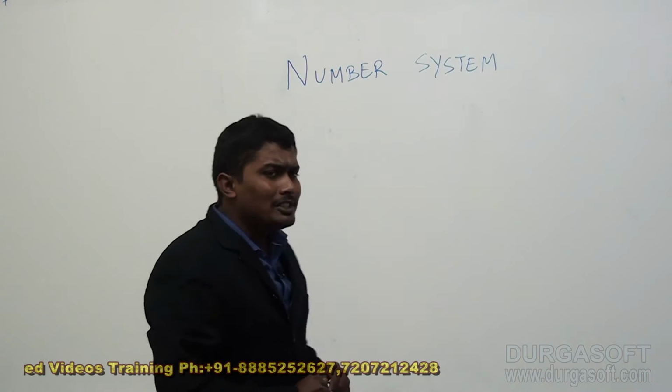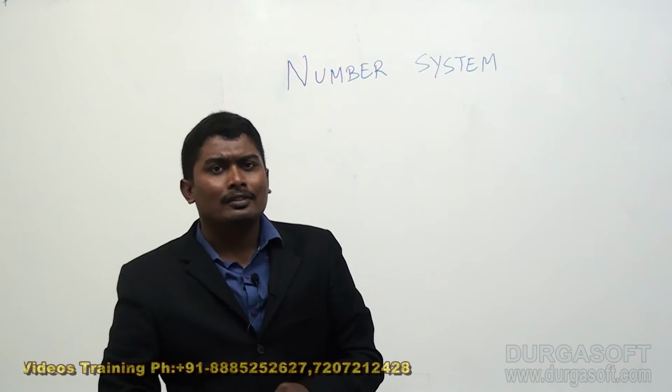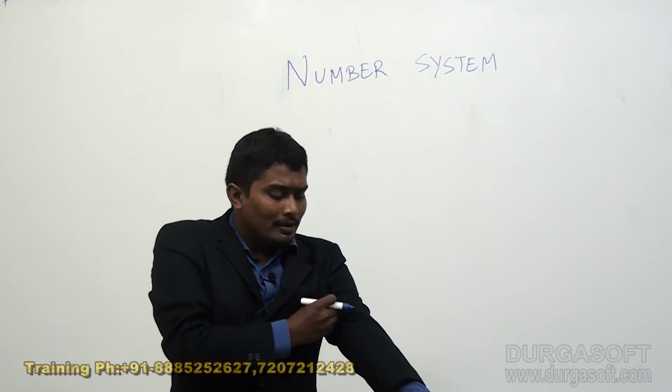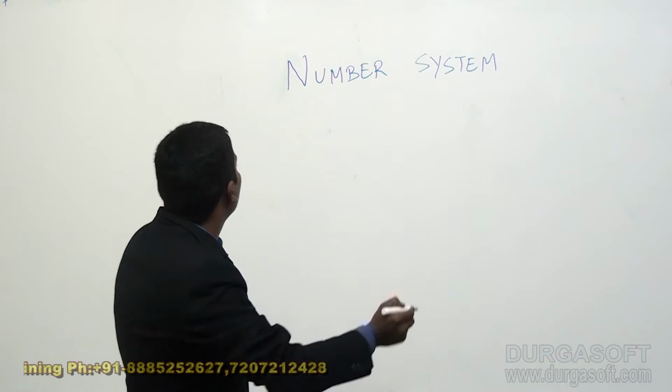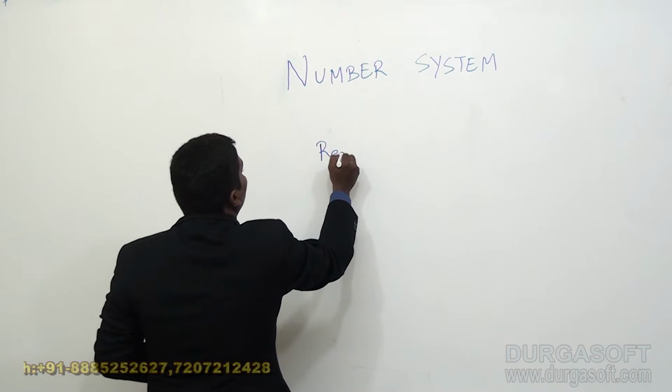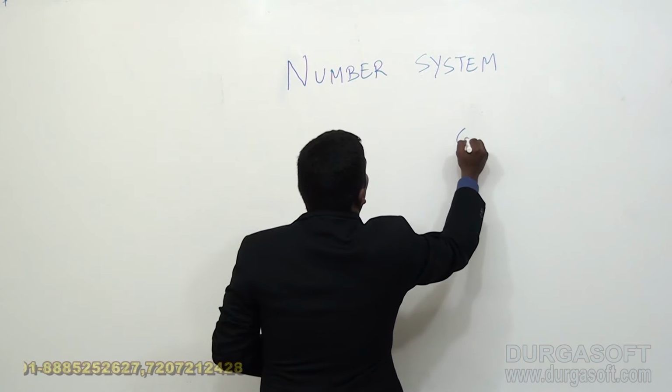And in number system, the first thing that we will be looking at is classification of numbers. So when it comes to classification of numbers, first our numbers can be classified as real numbers and complex numbers.